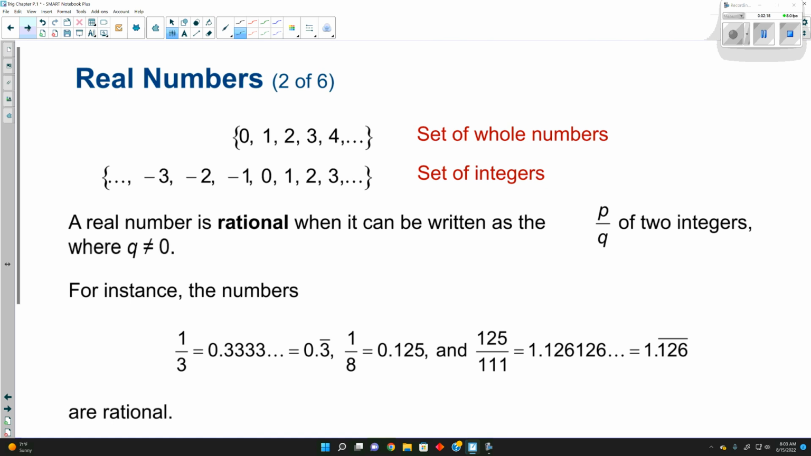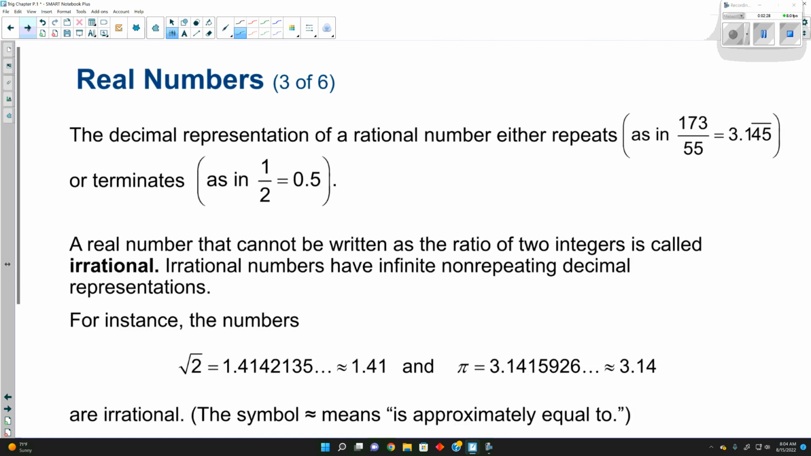So 0, 1, 2, 3, 4 is the set of whole numbers. When we add negatives, it's integers. Rational is just fractions. I think this is the decimal representation. We can have these using bars if it is repeated. And we also have irrational numbers. That means we can't represent it as a fraction. It has a non-repeating, non-terminating decimal. So square root of 2 is irrational. Pi is irrational. It does not have a way that we can write it as a fraction. We can only approximate these.